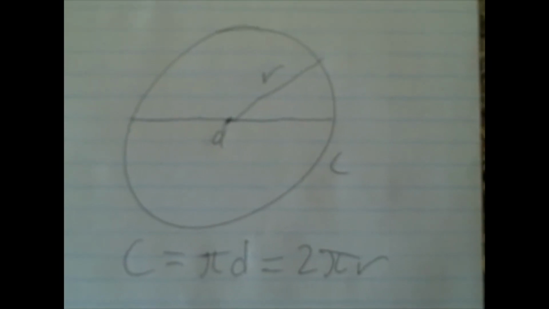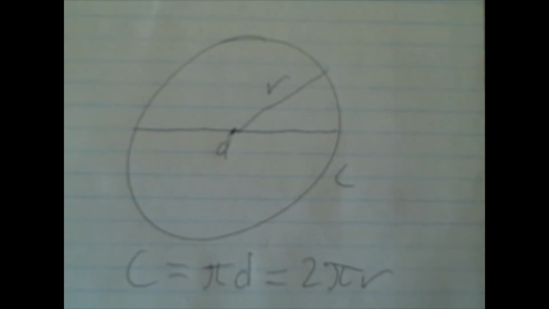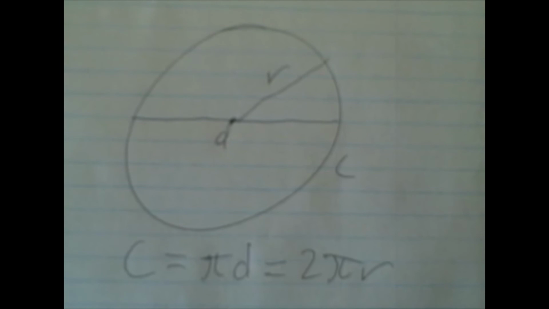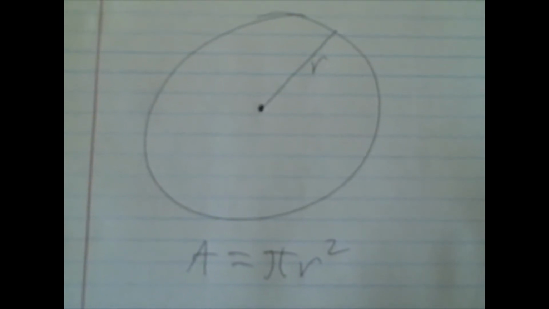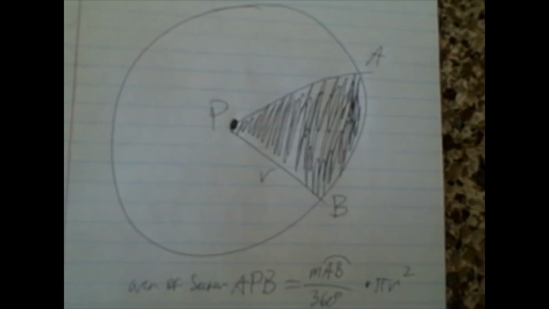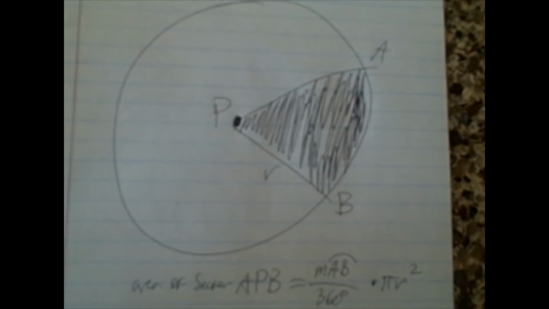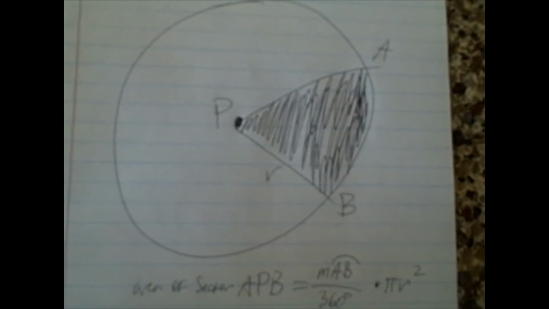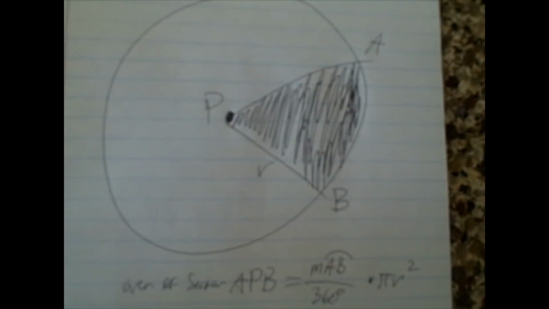The circumference of a circle is pi times diameter, or 2 pi radius. The area of a circle is pi radius squared. The ratio of the area of a sector of a circle to the area of the whole circle, pi r squared, is equal to the ratio of the measure of the intercepted arc to 360 degrees.